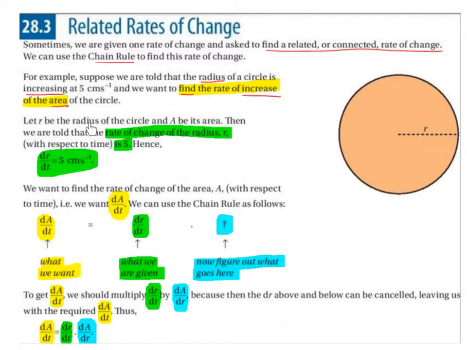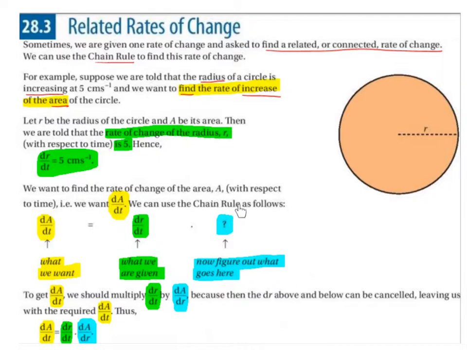Let r be the radius of the circle, and let A be its area. Then we are told that the rate of change of the radius r with respect to time is 5. Hence, dr/dt is equal to 5 centimeters per second. So the rate of change of the radius with respect to time is 5 centimeters per second. And we want to find the rate of change of the area, A, with respect to time, that is, we want dA/dt, the rate of change of the area with respect to time.